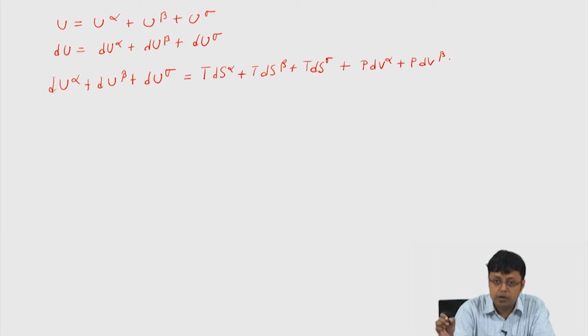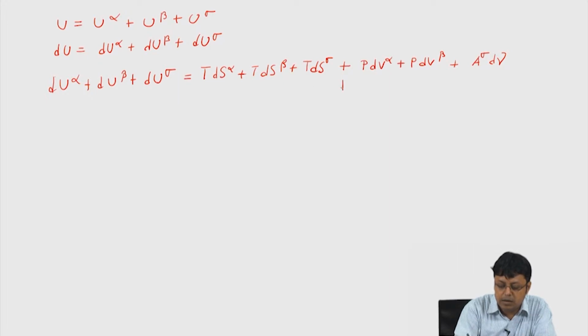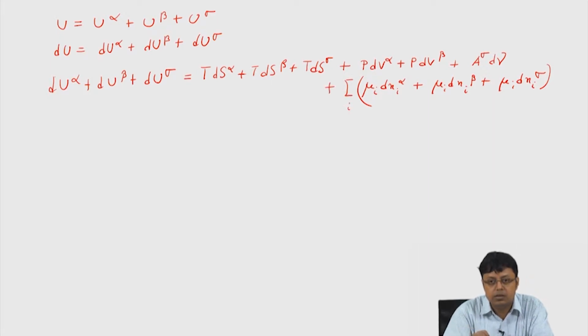So, there will be no pressure-volume work associated with the interface because the interface has 0 thickness and hence 0 volume. And then we have one term, a d gamma term, and remember that is only associated with the interface, not the bulk phases. So, that d gamma term is very specific to the interface. And then we have all the mu terms, where we can write mu i dn i alpha plus mu i dn i beta plus mu i dn i sigma, and that is only for one particular component. If we have many components, then we have to take a summation over all these components.